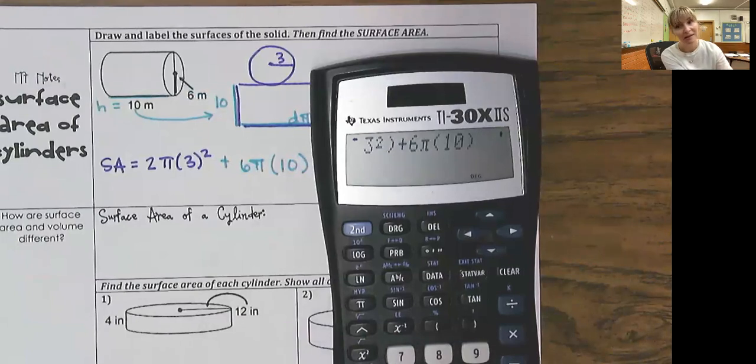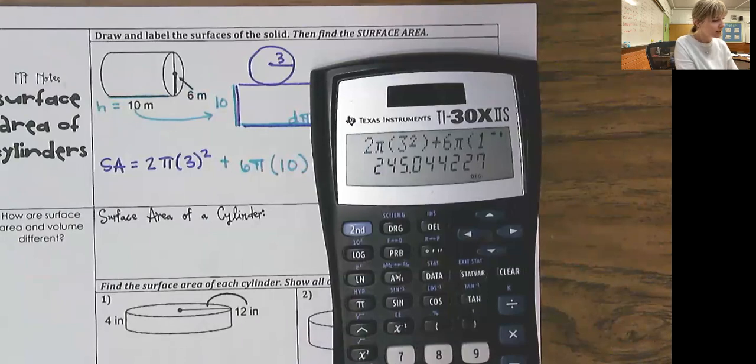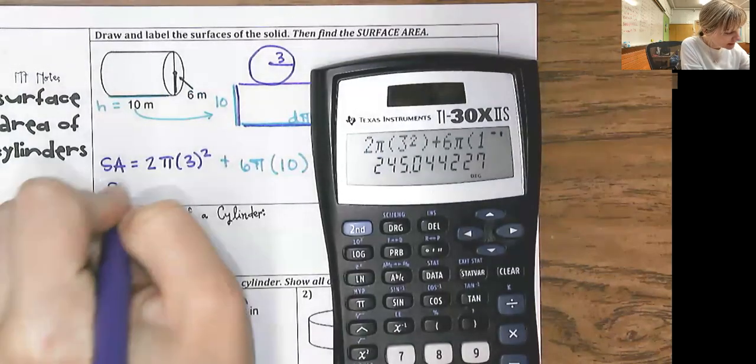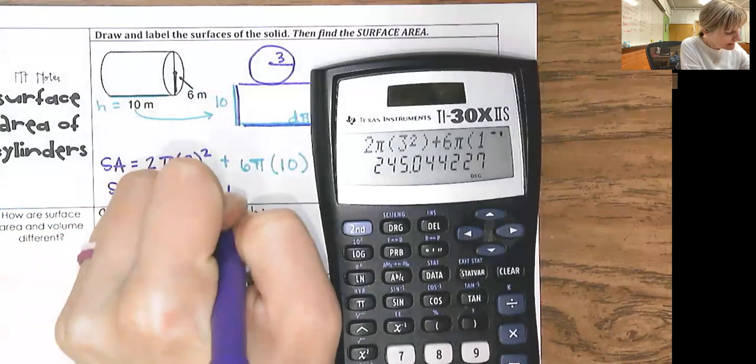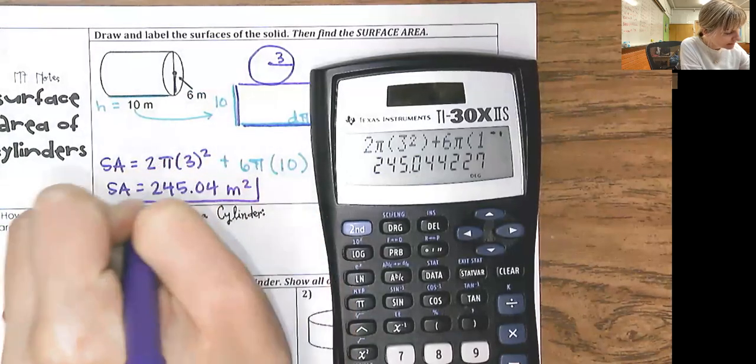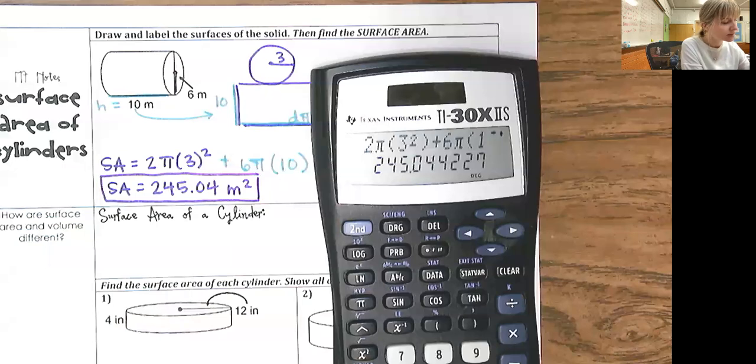You can totally do this on Desmos as well. Bam. Huh, look at that. The surface area of this cylinder is 245.04 meters squared. Surface area is still measured in squares.